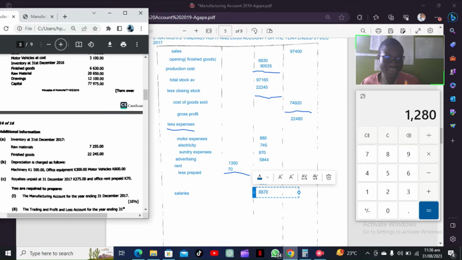But there is depreciation. So we are having depreciations here. We only entered one, which is adjustment, additional information B, which they said depreciation is to be charged as follows. Machinery 1,500, office equipment that was 300, then motor vehicle 600. So we're going to enter this depreciation. I repeat, they were already calculated for us, so I'm just going to get them as they are, then put them there as an expense.